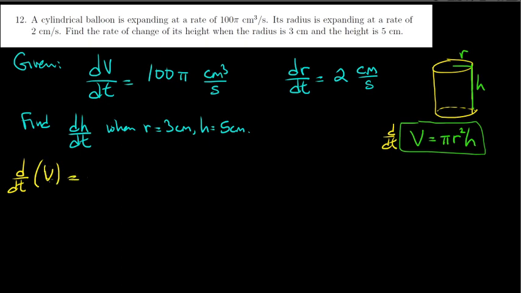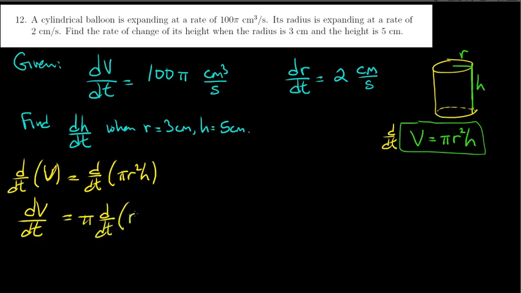That's V for volume, not velocity, capital V, right? Both sides, so implicit differentiation. So on the left, we just get the derivative of the volume, derivative of V. On the right, this is a product, and it's the product of three things, right? Pi, r squared, and h, but pi is a constant. That can come outside the derivative.